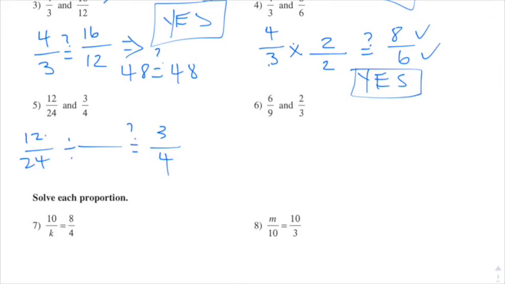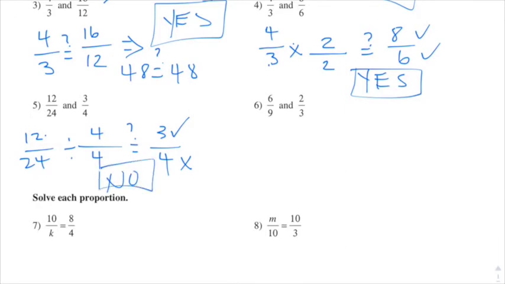So 12 divided by what gives us 3? So let's put 4. If we put 4 on the top, we have to put 4 on the bottom. 12 divided by 4 equals 3. That checks out. 24 divided by 4 equals 6, not 4. So that doesn't work. So in this case, number 5, no, they are not proportional.